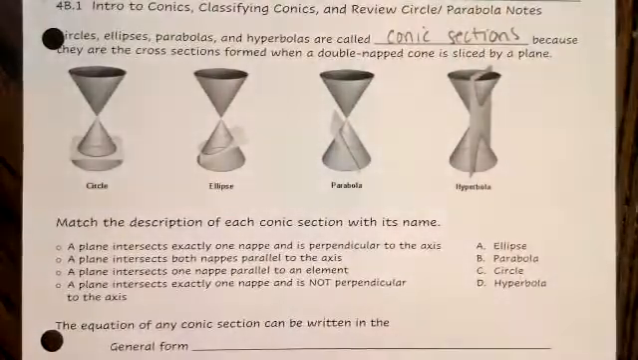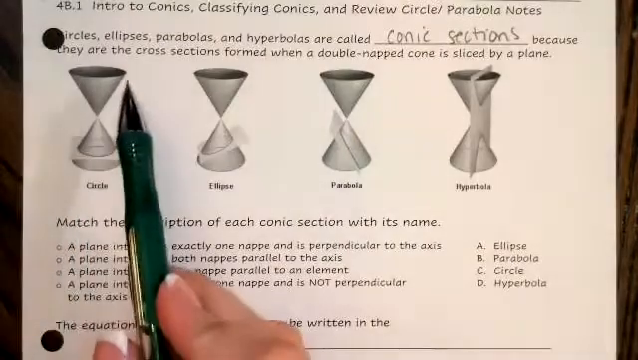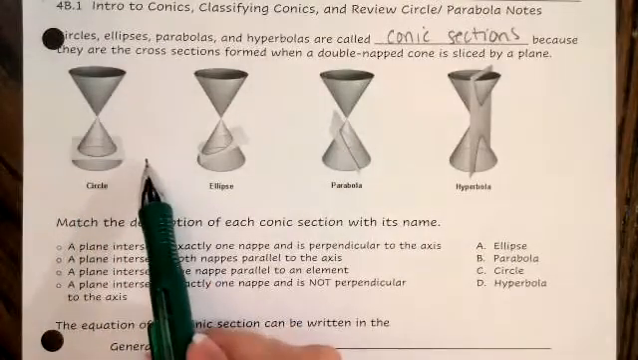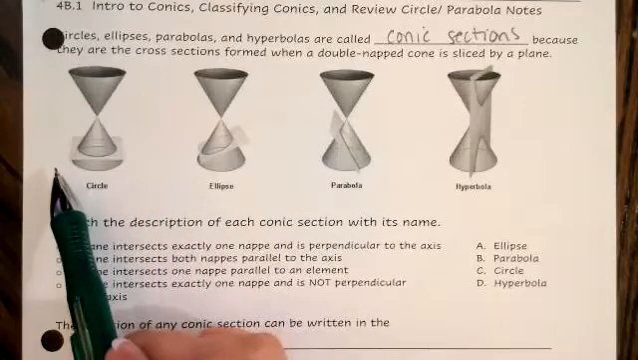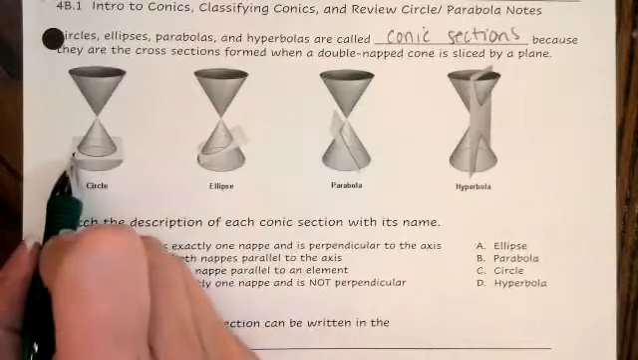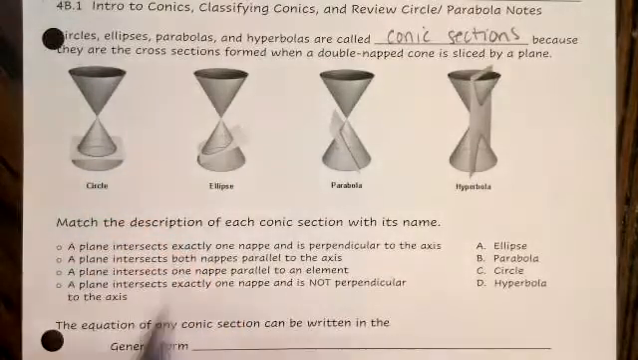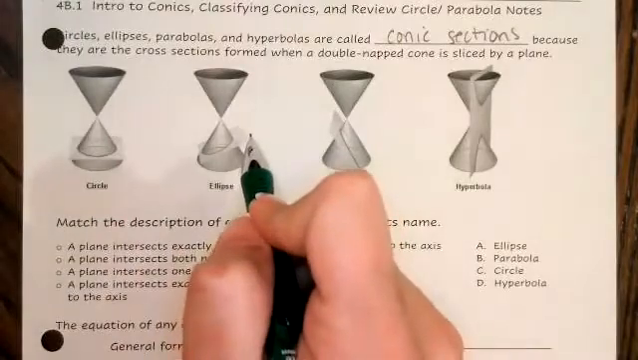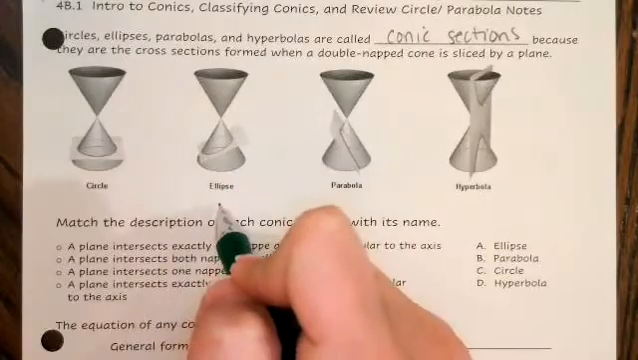Because they are the cross sections formed when a double napped cone is sliced by a plane. So here we've got some figures showing that. When we've got our double napped cone here and we slice it from one side of one of the cones to the other, we end up with that circle there in the cone. If we slice this by a plane in this diagonal way from one side of the cone to the other, we end up with an ellipse.